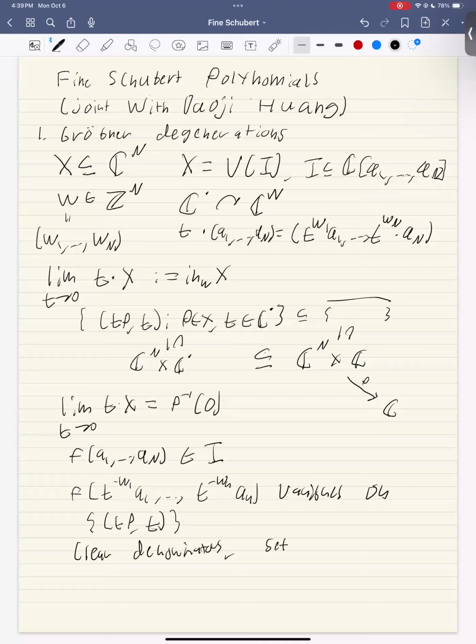And then set T equals 0, and you get some polynomial, which I'll call in_W F. So concretely, in_W F is the monomials of F. What you do is you look at the monomial expansion of F, and then you take the monomials that have the largest W weight, and you set all the other monomials to 0.